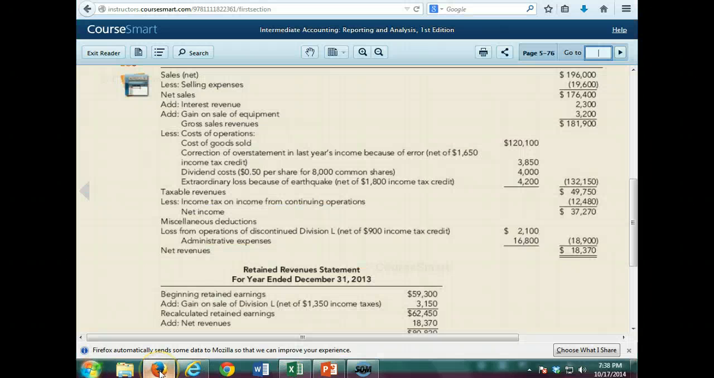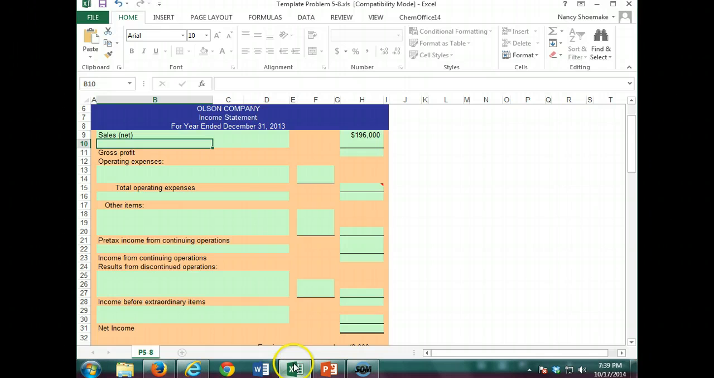Now, this shows selling expenses. What do we know about selling expenses? They're going to go in their separate area, aren't they? So we don't want selling expenses. What do we show after sales? Cost of goods sold. So the cost of goods sold of $120,100, correct? So we're going to go into our Excel and we're going to show cost of goods sold minus $120,100.